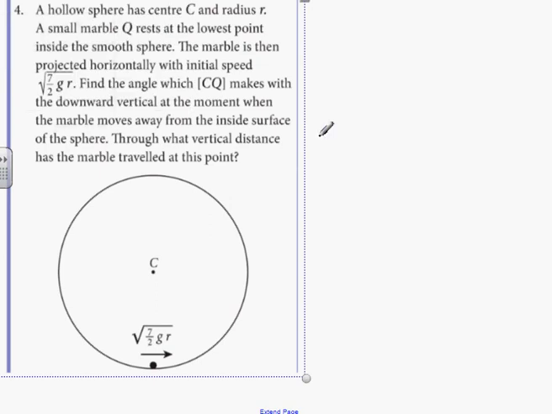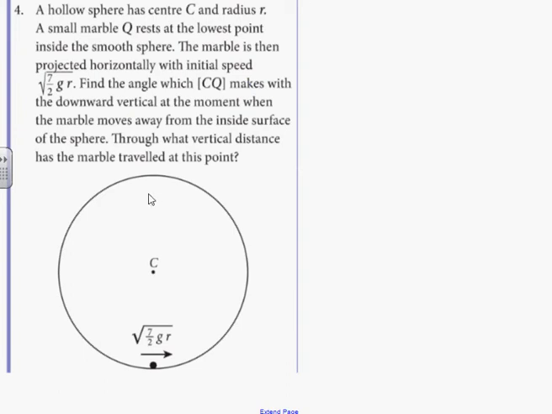So, what we have here is a hollow sphere of centre C and radius r, and a small marble rests at the lowest point inside the smooth sphere. The marble is then projected horizontally with this speed here. Find the angle at which CQ makes with the downward vertical.